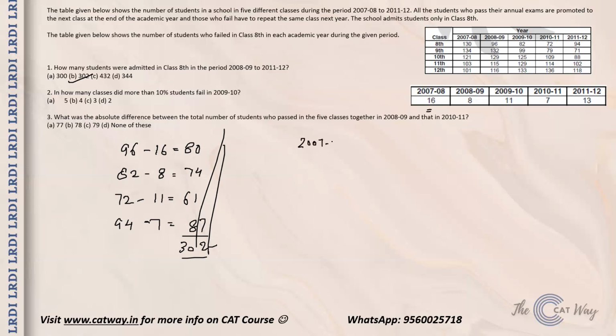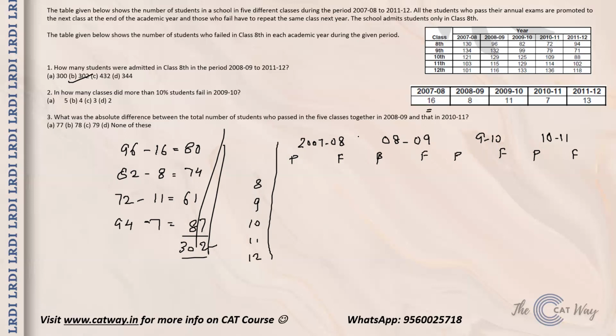7-8, 8-9, then you have 9-10 and 10-11. So this is only for the years for which you can have the data. Now there is a pass, there is a fail, a pass, a fail, pass, and fail. And what you have is the classes, that is 8th class, 9th class, 10th, 11th, and 12th class. So this is what you have.